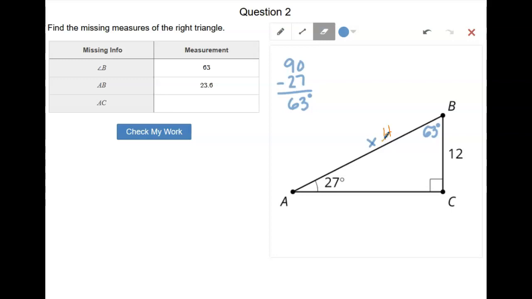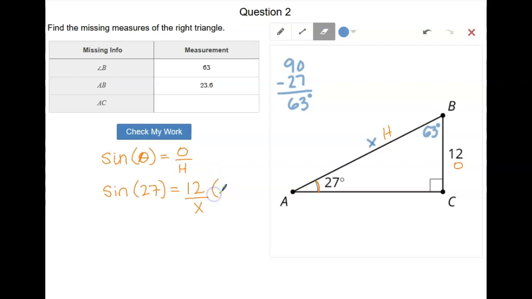Which is fine. So I'm going to use 27 this time, and the reason that I'm going to use 27 is because I can use a whole number for that. So this is my opposite and my hypotenuse. So the trig function that uses opposite and hypotenuse is sine. So we're going to do sine of theta, or sine of A in this case, is equal to the opposite over the hypotenuse. So we're doing sine of 27 is equal to the opposite over x.